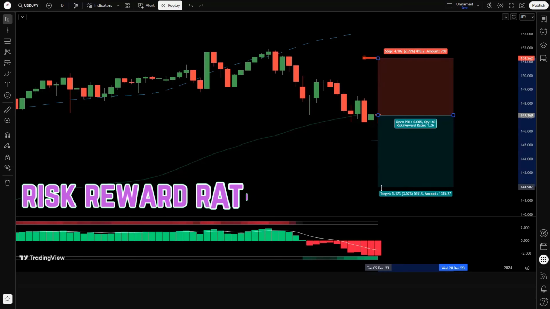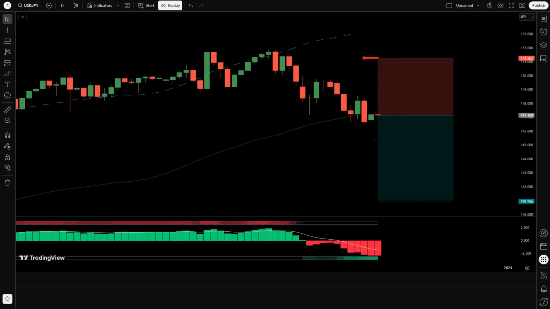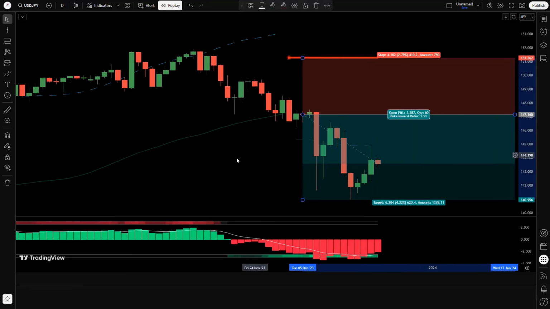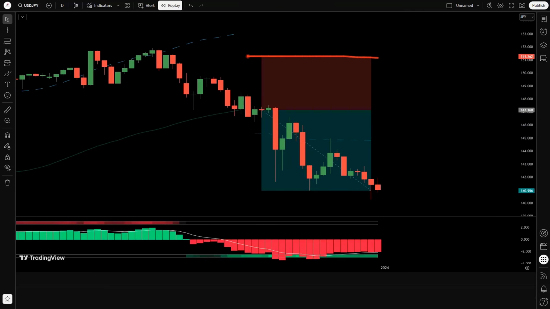And the risk-reward ratio will be 1:1.5. Let's see what happens to our trade. We have won the trade. Let's find the next trade.